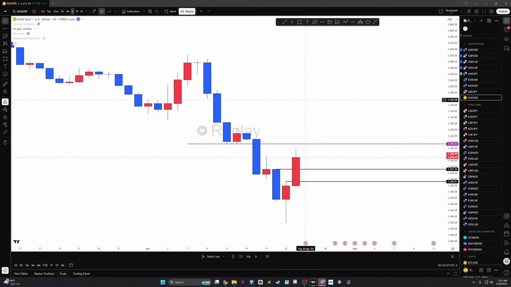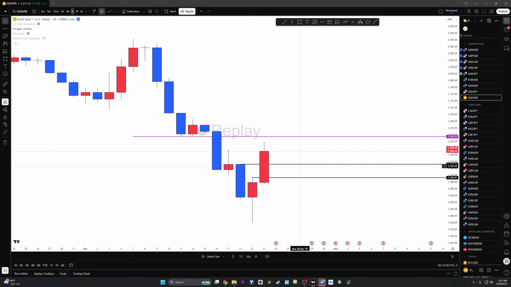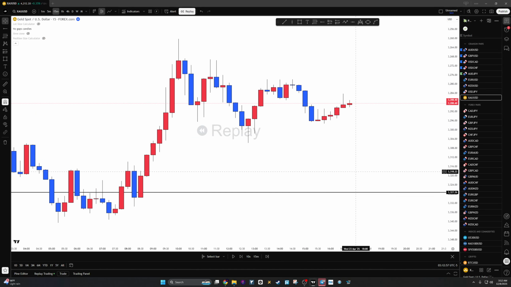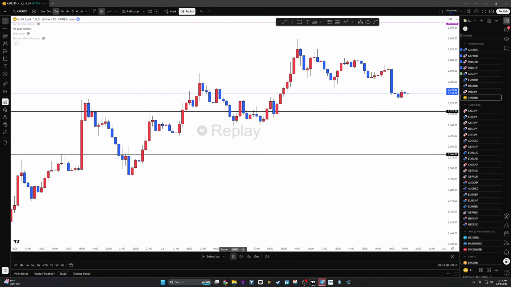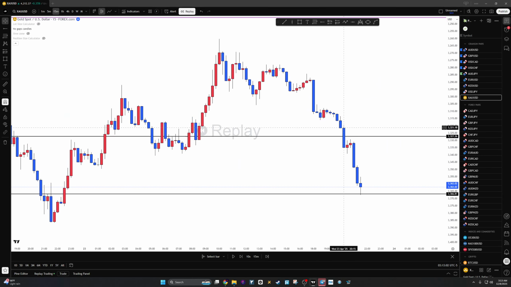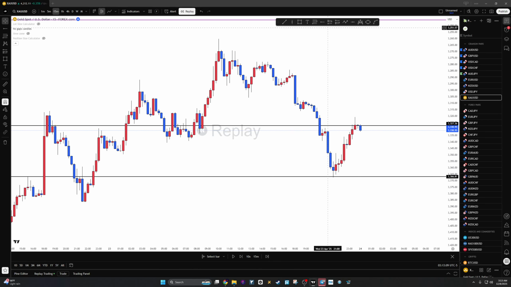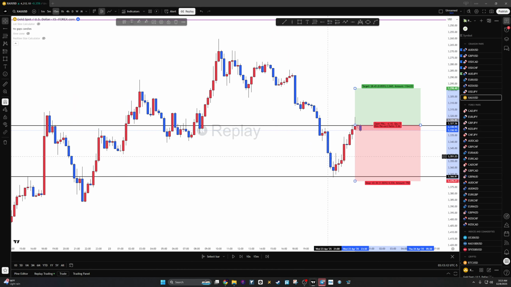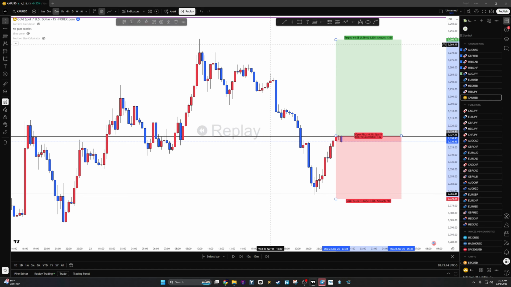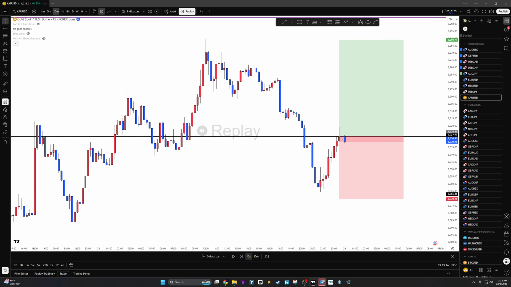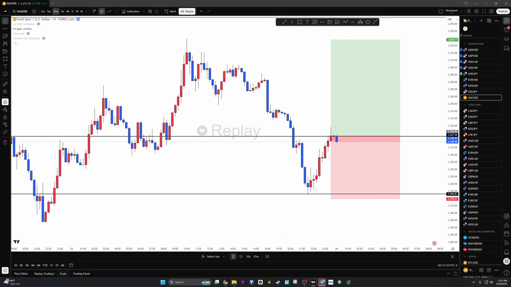So let's see. Daily, we're looking for buys. So this is going to be the correction phase of the weekly, so it's fine for us to take buys. We close here and we just keep on dropping. Now, if you were to enter right here, your risk to reward would be 1 to 1.5. So we could see how this trade works out.